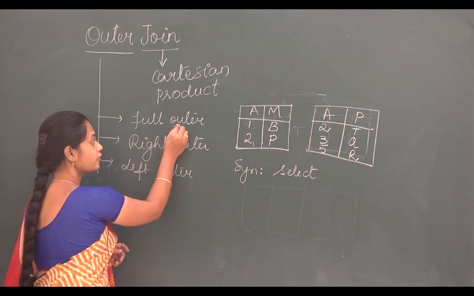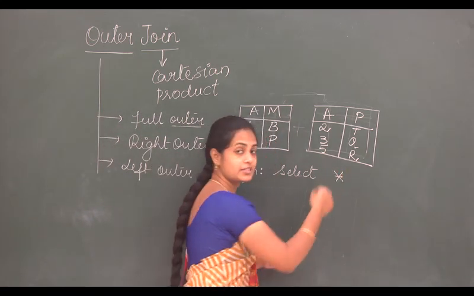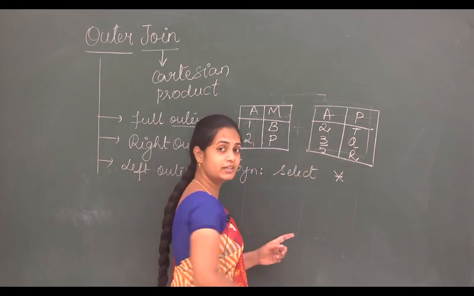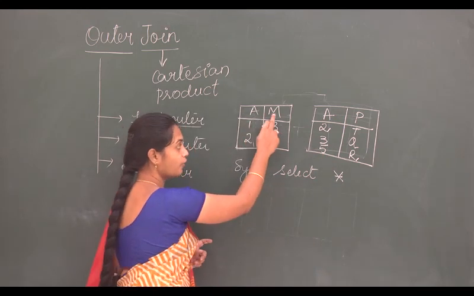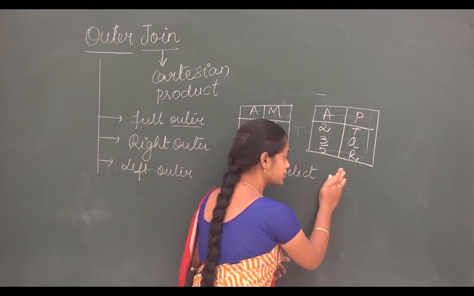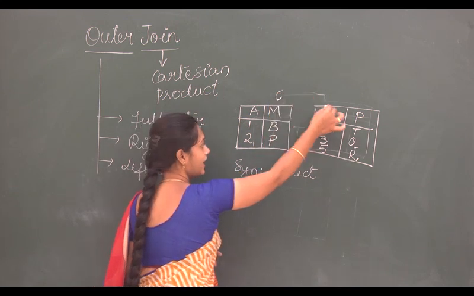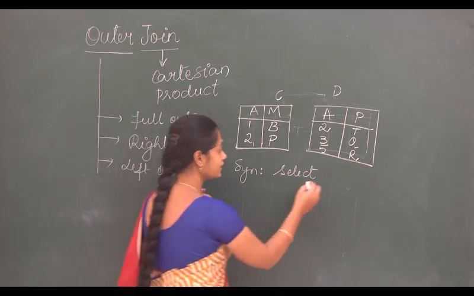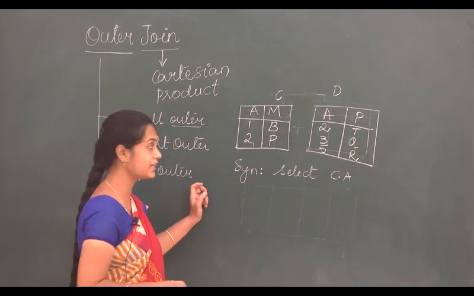When you are choosing full outer join, you need to mention star here. Star is nothing but all attributes. It will retrieve all the attributes in the table. Otherwise, if you want only specific attributes, then suppose this is the table name C and this is the table name D. How do you mention the attributes here? Dot A.